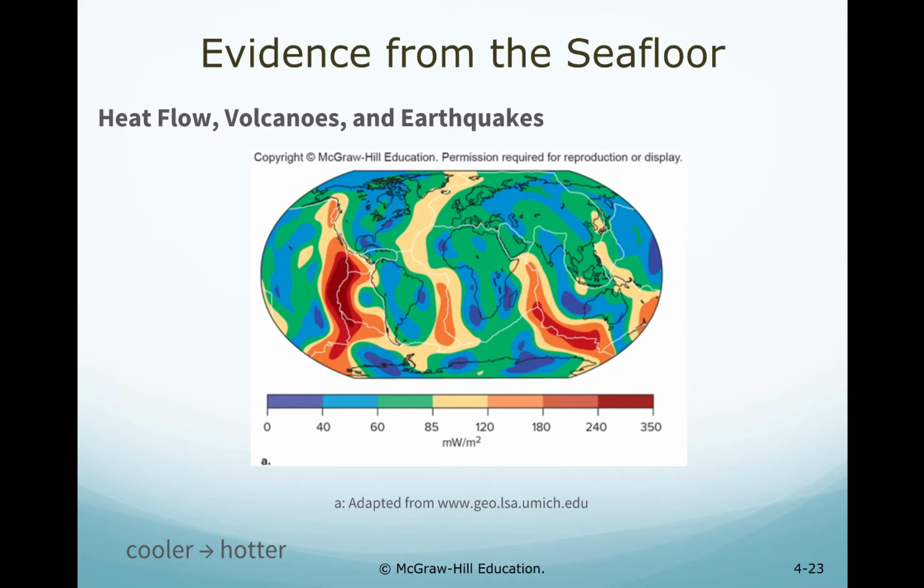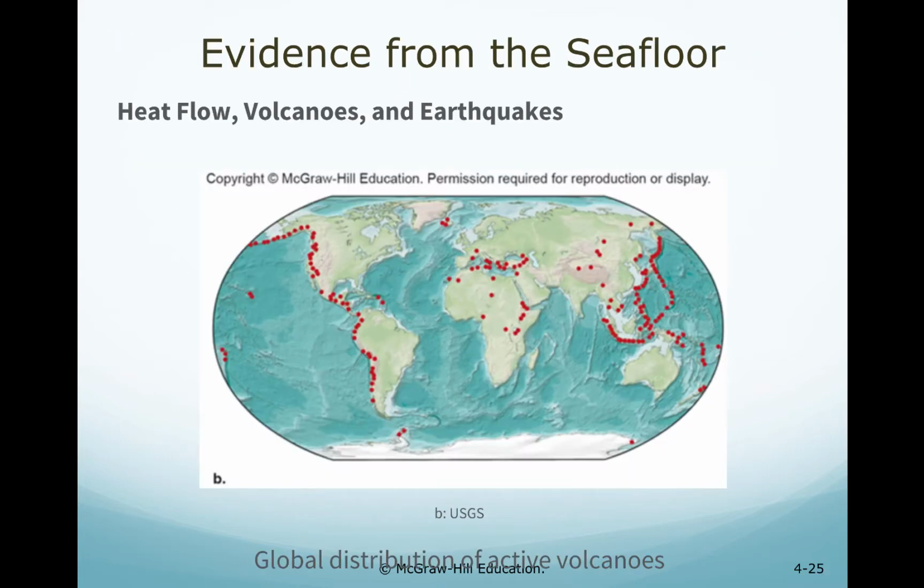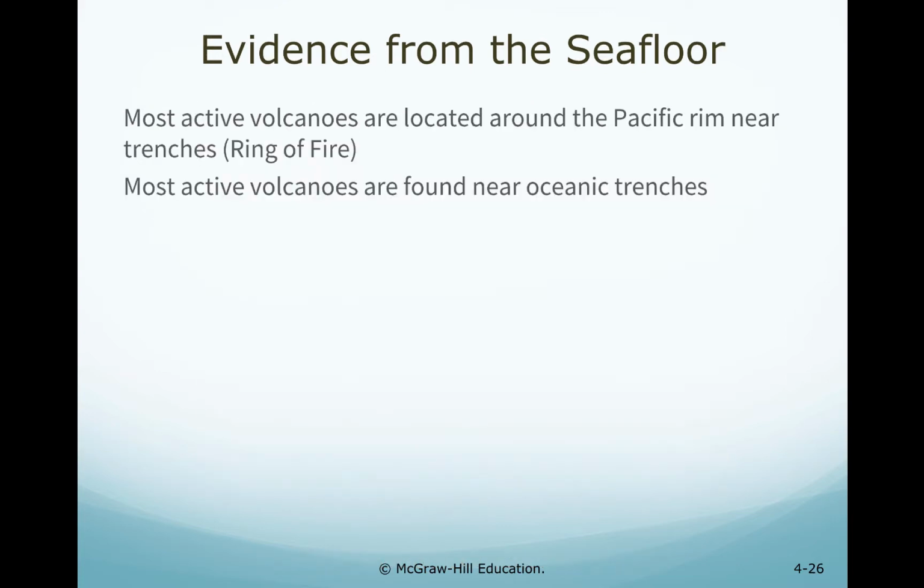Heat flow, volcanoes, and earthquakes. They're all related. Heat flow varies systematically around the world. It's highest along the oceanic ridges, and it's lowest on continents and in the ocean far from the ridges. Evidence from the seafloor. There's a lot of activity where these little red dots are. The most active volcanoes are located around the Pacific Rim near the trenches, which is called the Ring of Fire. Most active volcanoes are found near the oceanic trenches.